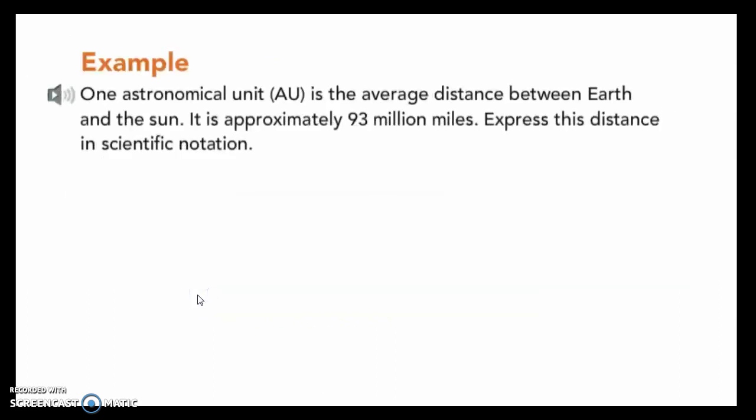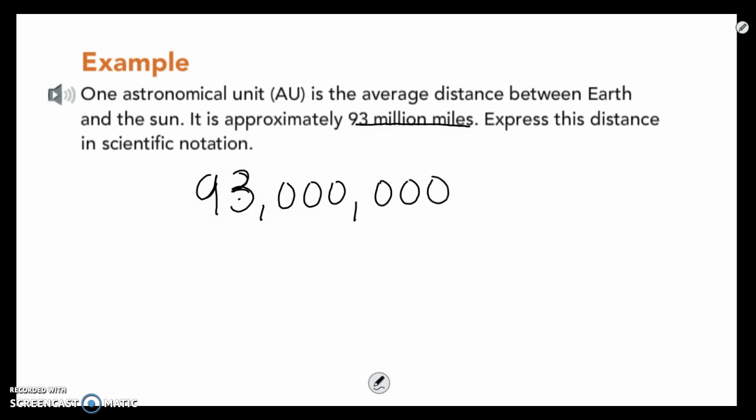All right, let's look at the first example together. 1 astronomical unit is the average distance between Earth and the Sun. It is approximately 93 million miles. Express this distance in scientific notation. The first thing that we need to do is take our 93 million miles and write that number in standard form. So we have 93 million, and now we're going to write this number in standard form.